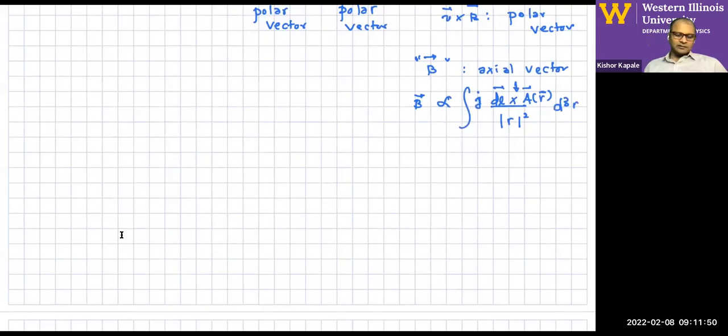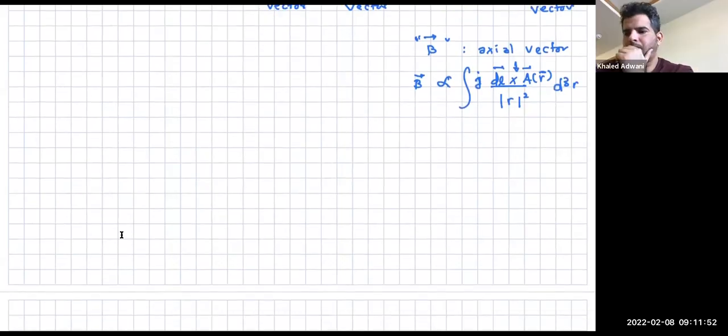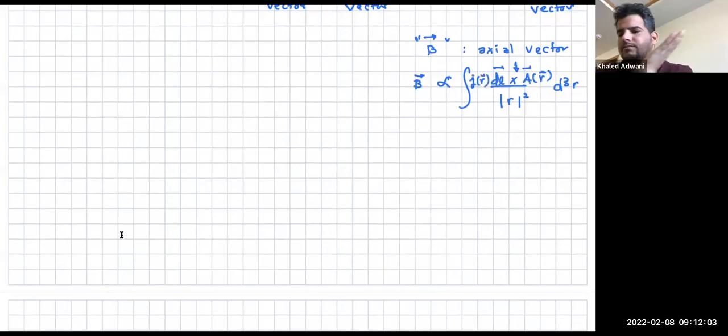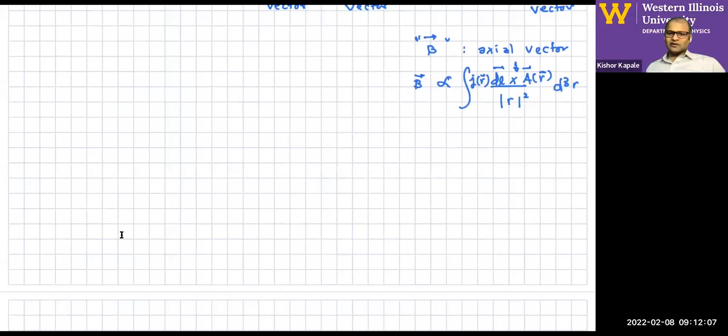Dr. Kapale, excuse me. Yeah, go ahead. You said the magnetic field B is an axial vector, right? Right. So is it always an axial vector? Always an axial vector, yes. That's the vector character of B. It will always be an axial vector.